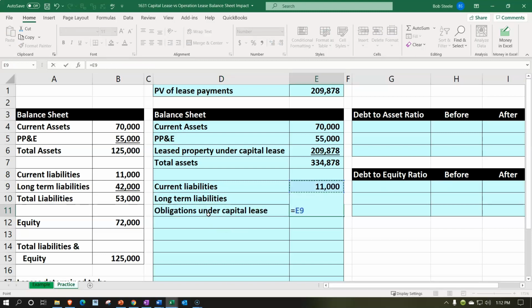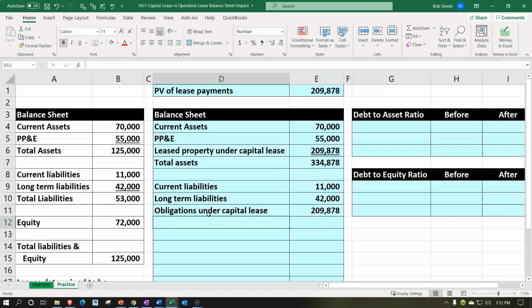And so that's going to be the $209,878 as well. Notice it's on the books as an asset and liability, which might make you say, well, what's the point? Because the accounting equation is basically going to come out to the same point, but we're going to have an increase in the assets and liabilities. In other words, we had an increase in terms of the accounting equation on the asset side of things and on the liability side of things.